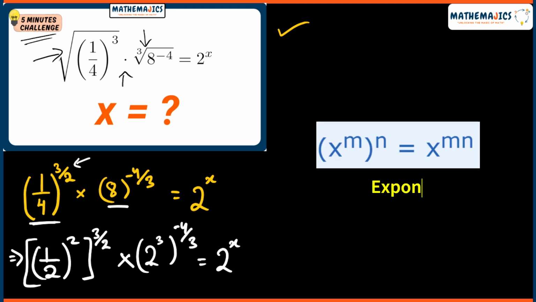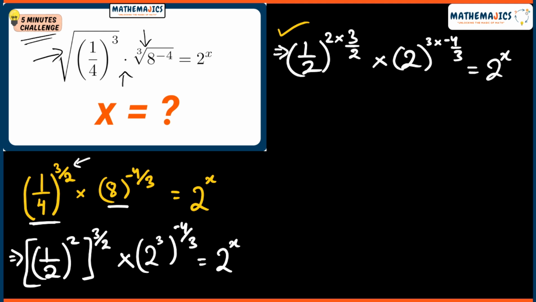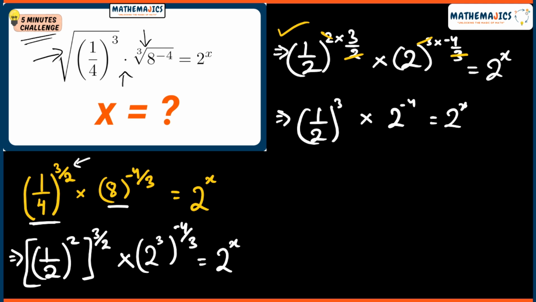Now we will be using exponent rule, and we will write this as 1 by 2 raised to power 2 times 3 by 2. We are using the exponents rule times 2 raised to power 3 times negative 4 by 3. This is equals to 2 raised to power x. Now please see that 2 and 2 can get cancelled, 3 and 3 can get cancelled. Yes. Now we have 1 by 2 raised to power 3 times 2 raised to power negative 4 equals to 2 raised to power x.